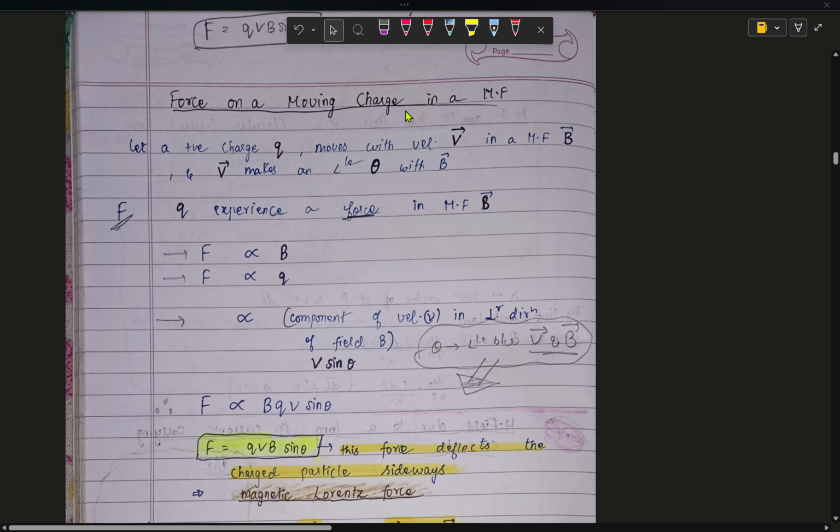Force on a moving charge in a magnetic field. See, in a magnetic field, if you keep any charge over here, there will be some force exerted on the charge. So let's take any positive charge q moving with velocity v in a magnetic field, and the velocity makes an angle theta with the magnetic field. So the charge will experience a force in the magnetic field.